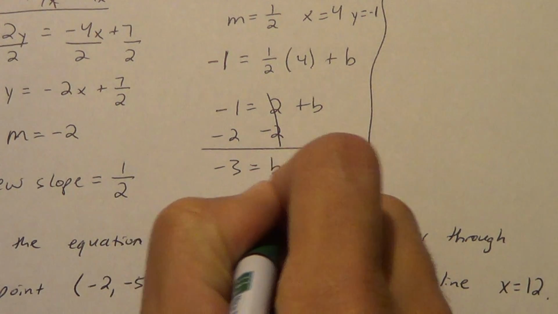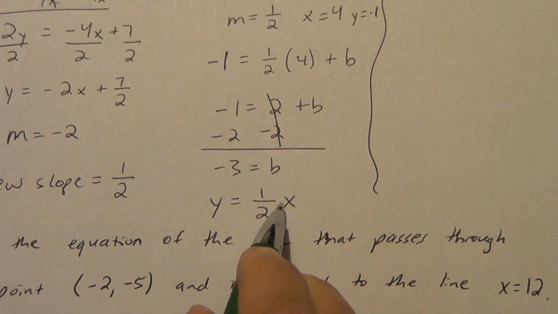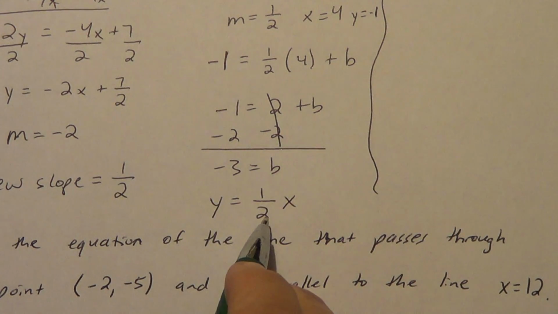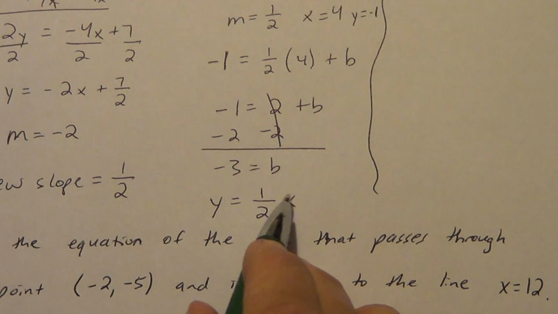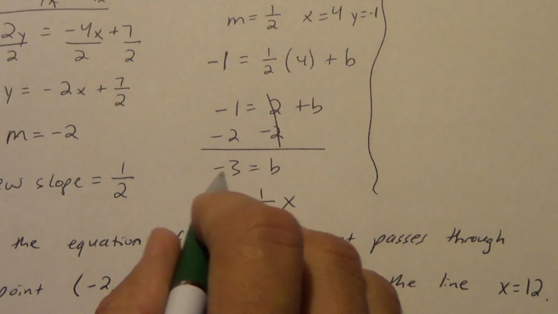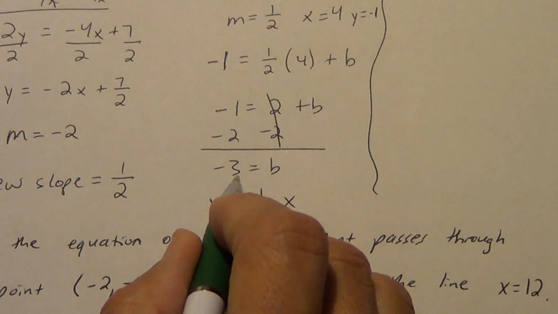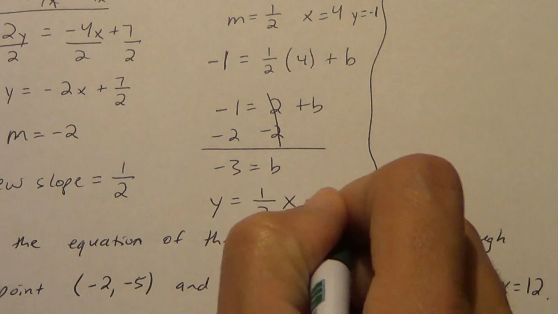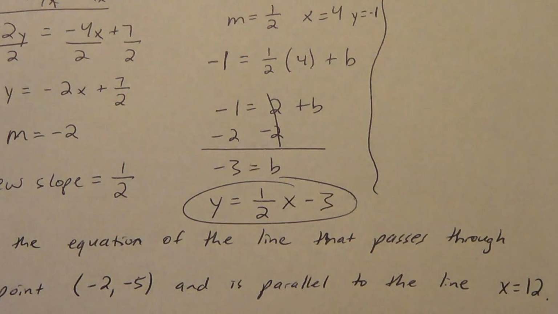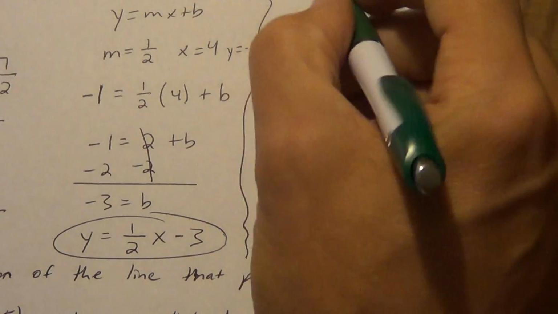So y equals mx. Remember I talked about not putting the x down here with the 2 so it looks like it's in the denominator. I'm going to put it right next to the fraction. y equals 1/2 x, mx plus b, now plus -3. We don't want to write it that way. We want to keep it simple, so we just write -3. So there's my answer.